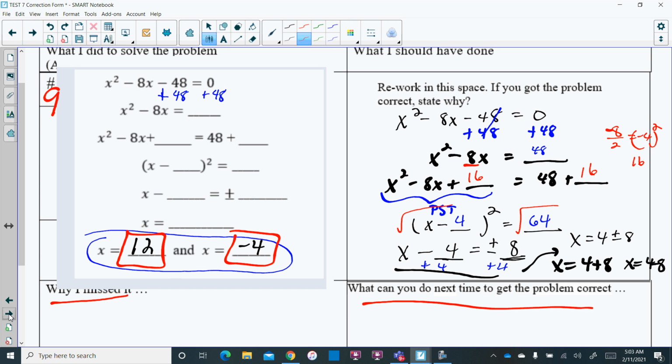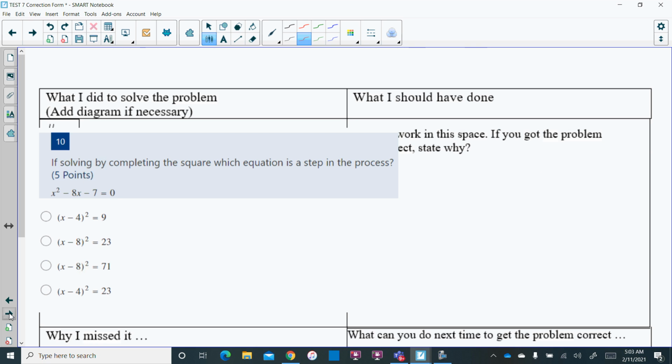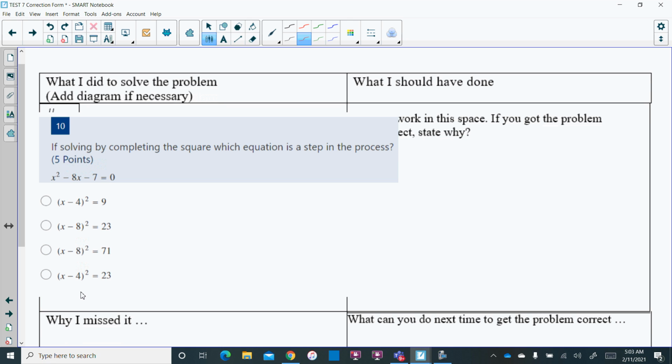All right. So then when we go to our number 10, if solving by completing the square, which equation is a step in the process? So you do need to solve. You needed to show solving by completing the square. And this was our problem, which was x squared minus 8x minus 7 equals 0.